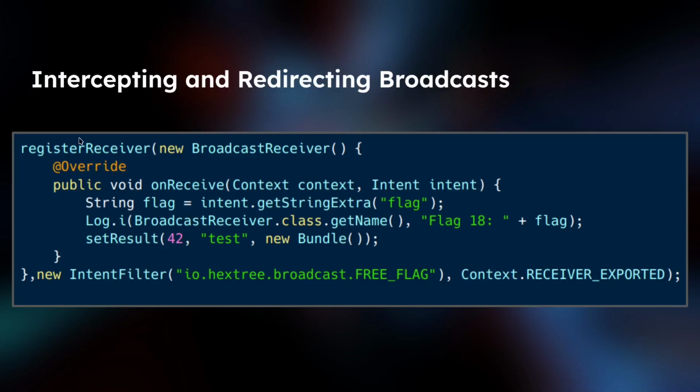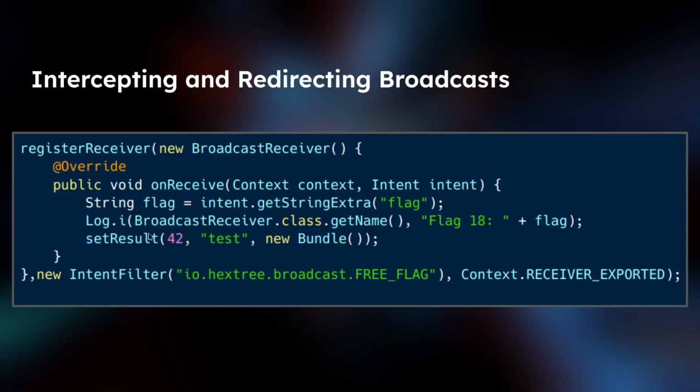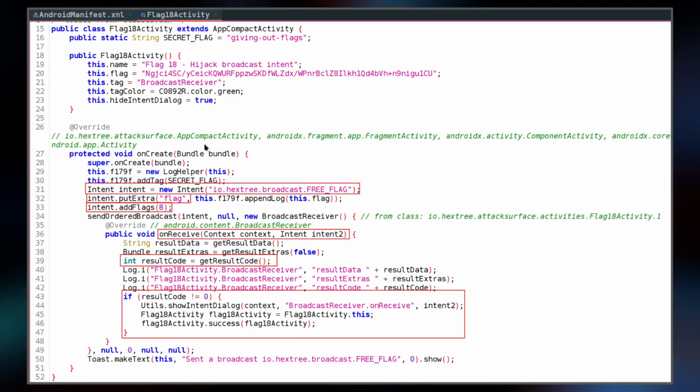So if we look at the next slide, whenever you type in, at least in Android Studio, register receiver, new broadcast receiver, everything outside these curly braces is not filled in, but this override and public void is created by default. So all we need to do is make this flag string, just so we have something to send over. And then I'm just logging flag 18 is whatever this flag gets sent back as. And then I'm saying, hey, in the result, because again, it's looking for a result code that's not 0, result code's 42. The value, where is it?